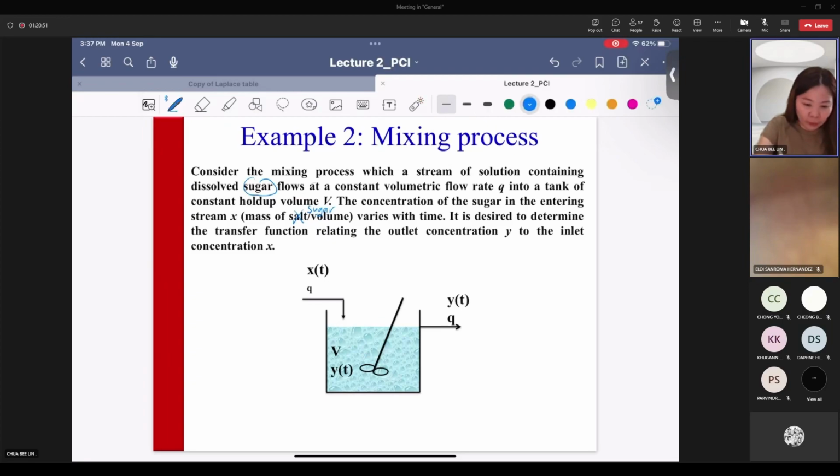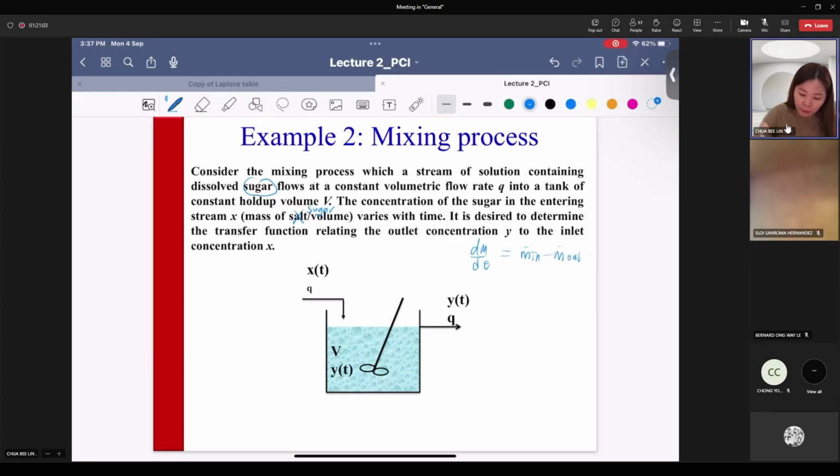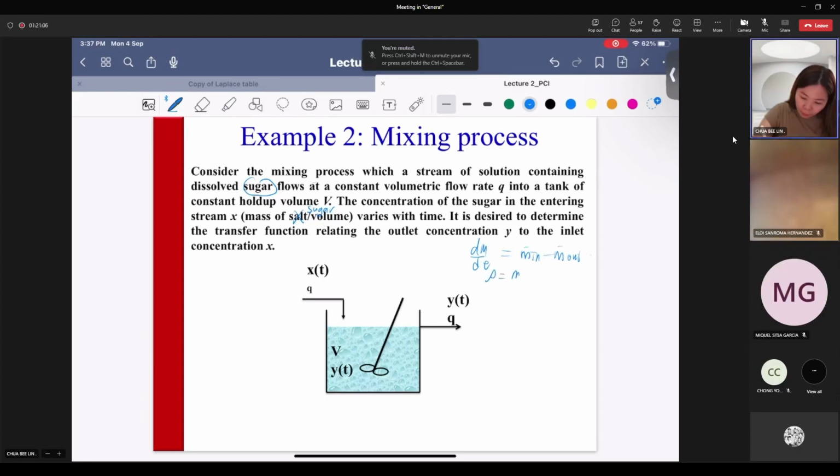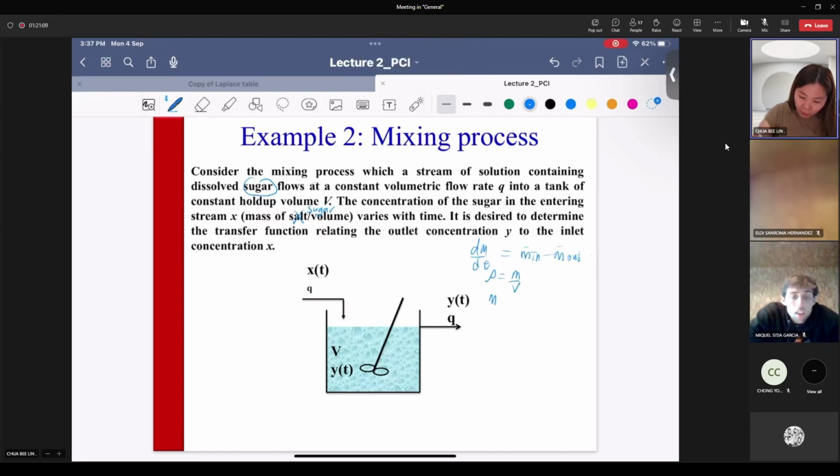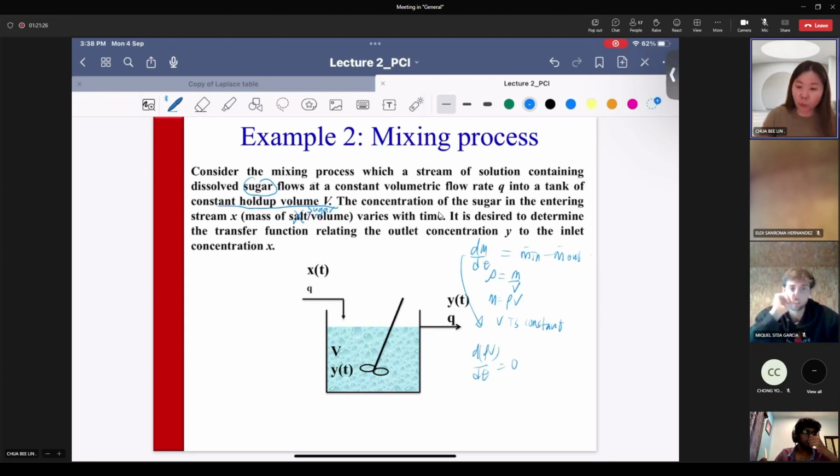You have derived previously dm over dt equals mass rate in minus mass rate out. So when you have the volume constant, rho equals m per V, then you'll be having m equals rho V. Now V is constant due to the description of constant hold up of V. Then d(rho V) over dt equals 0, because the volume is constant. Then we're having mass rate in minus mass rate out.